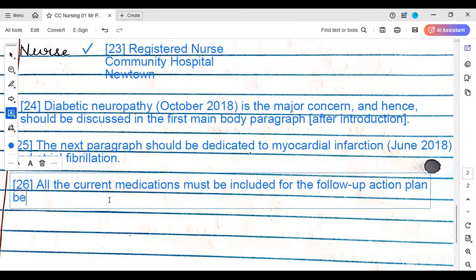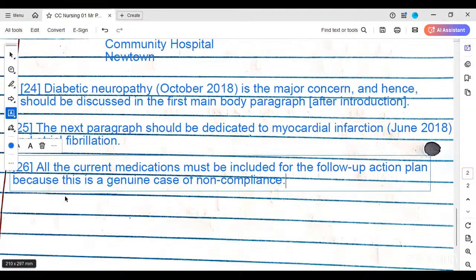Because he doesn't follow, maybe forgetful or whatever the reason, he's non-compliant. So care must be taken that he should take the medications regularly. Therefore, it's extremely important to mention this particular information. But you did not mention all the current medications, so you have to be very careful. So you can write that in the last paragraph.